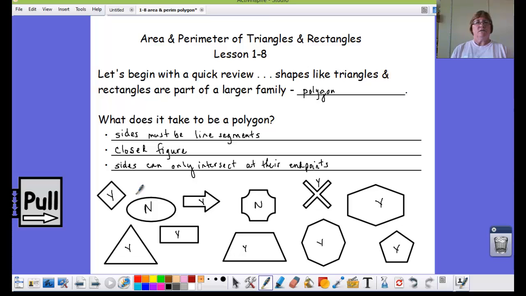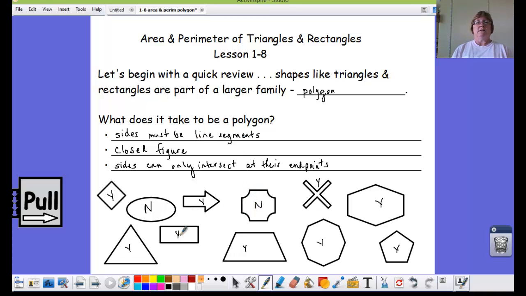Okay, I've marked those that I think are polygons with a Y, and those that are not with an N. And as you can see, the only two I seem to have excluded are this oval and this odd shape. I don't think there's a real name for that. Neither of those fit the criteria. Sides must be straight line segments. They both have some curvature.